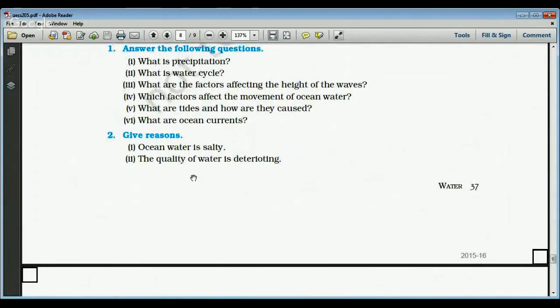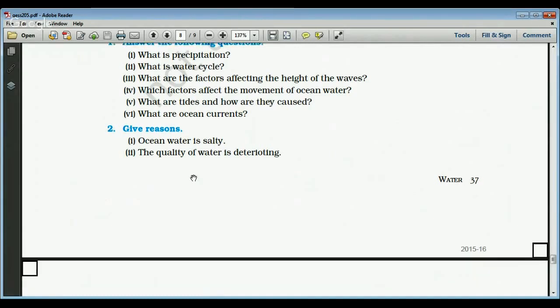Then what are tides and how are they created? Tides are the rhythmic fall and rise of the water during the day, and they move two times a day. This we have already explained, that there are two types of tides, and they are caused due to the gravitational force between the sun and the moon. There are neap tides and spring tides also. Ocean currents are always continuously moving with some speed.